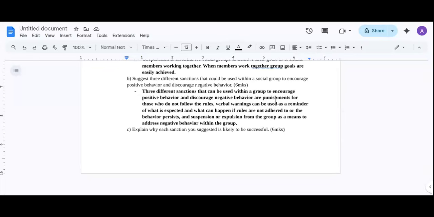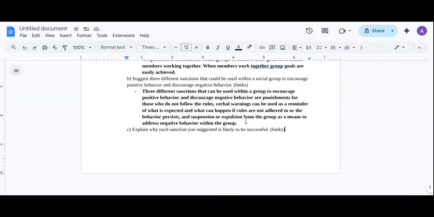Verbal warnings. As a reminder of what is expected and what can happen if rules are not adhered to. Why will that be successful to encourage positive behavior and discourage negative behavior? Because it will invoke a kind of fear in them. So they wouldn't want to be put in a situation where what they said will happen would happen if they don't follow the rules. Okay, good, because I was wondering where you was going with that invoking a fear, but you came back.